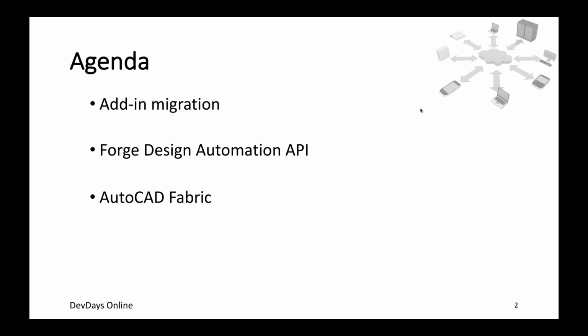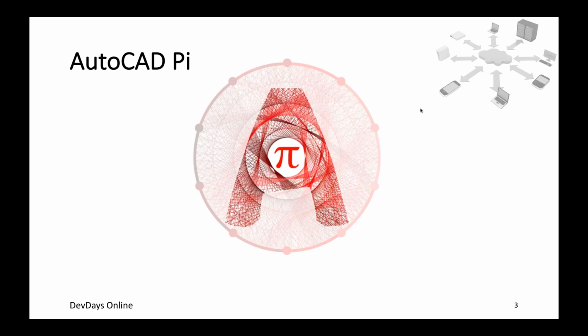This version of AutoCAD, internally we codenamed it AutoCAD Pi because we're kind of moving up the alphabet. The previous one was O, the next one is Q, but you will know this when it's released, obviously, as AutoCAD 2019.